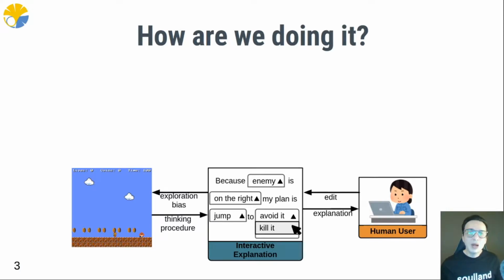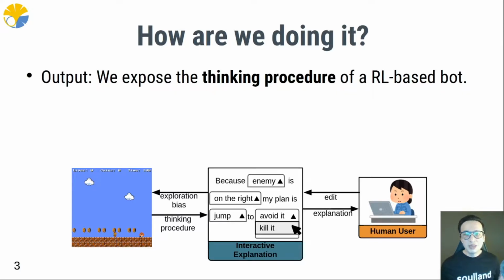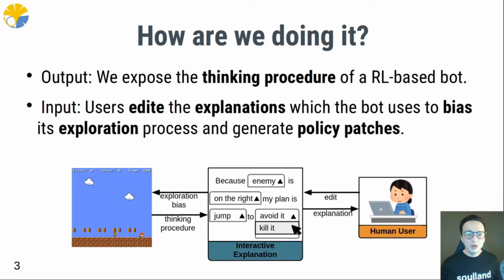So, and how are we doing it? The output is the thinking procedure of the RL agent's bot, and then the input is the edited explanations by the users that bias the exploration process of the bot. And with this, the bot relearns how to solve a very specific and small problem. And with that, what we get is a policy patch. This policy patch is like a specialized policy that is good at solving this specific problem.